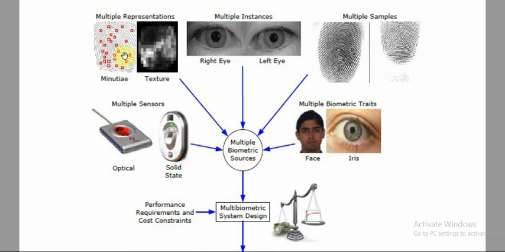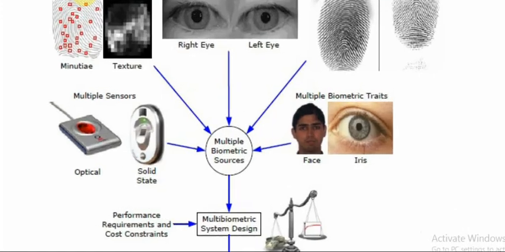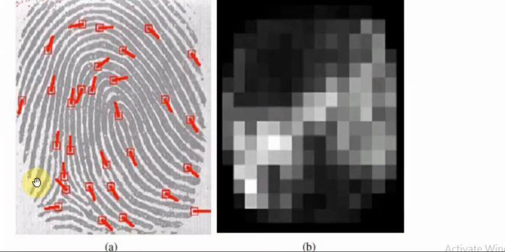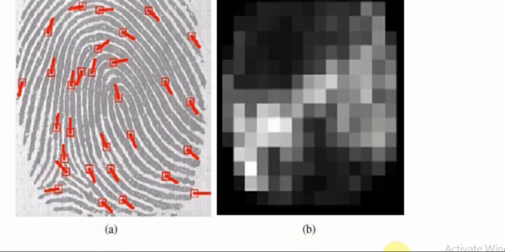In multiple representations or multi-algorithm systems, the same biometric data is processed using multiple algorithms. For example, a texture-based algorithm and a minutia-based algorithm can operate on the same fingerprint image in order to extract diverse feature sets that can improve the performance of the system. In this figure, you can see the minutia feature extracted from a fingerprint, and on the right side you can see the texture features extracted from the same fingerprint.